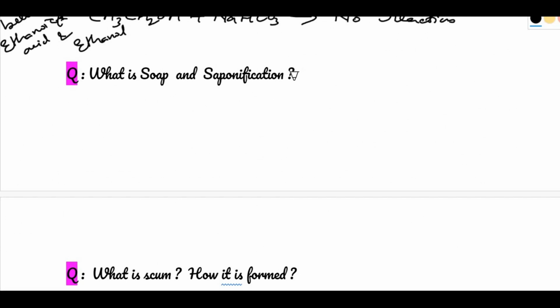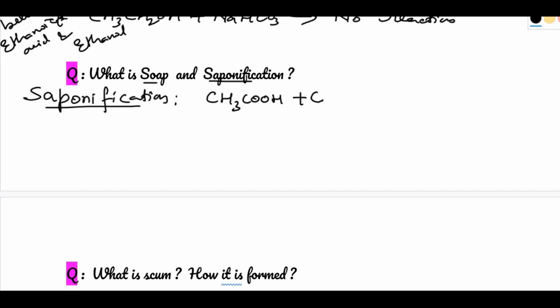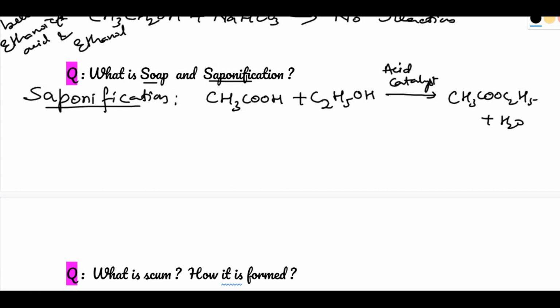Okay. We are coming to the last part of the chapter, and that is what is a soap and saponification. First I'll mention saponification, then I'll talk about soap. Saponification is the making of soap. I want to start with a little before, where ester is formed, and ester with sodium hydroxide gives a soap. So first let's prepare the ester: ethanoic acid plus ethanol, C2H5OH, in presence of an acid catalyst, gives CH3COOC2H5. This is ethyl ethanoate, and water.